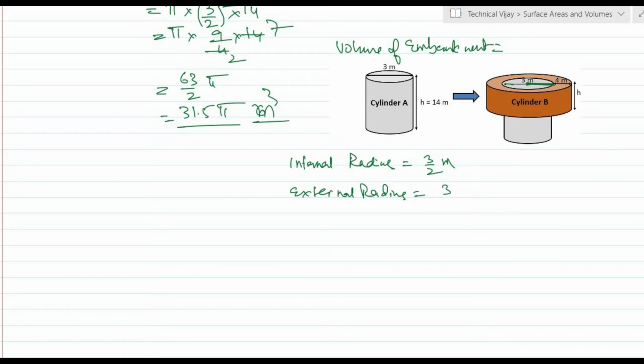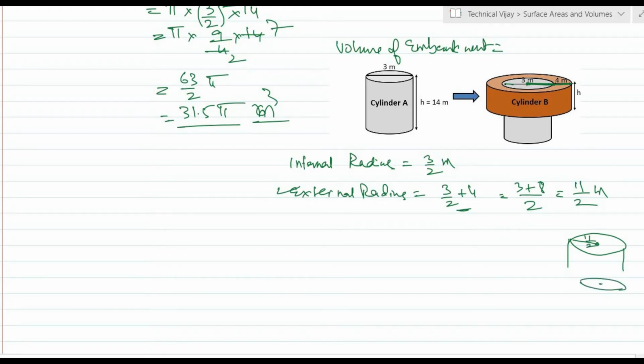So external radius is equal to what? This is 3 by 2 plus 4, which is equal to 3 plus 8, that is equal to 11 by 2. So this is 11 by 2 meters because the 4 meter width is given. First we calculate the total volume using this external radius, 11 by 2. After that we will calculate with the internal radius 3 by 2, and subtract it so that the remaining will be this one.